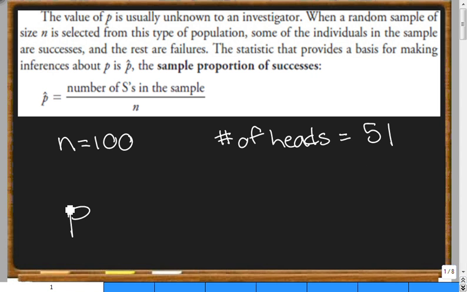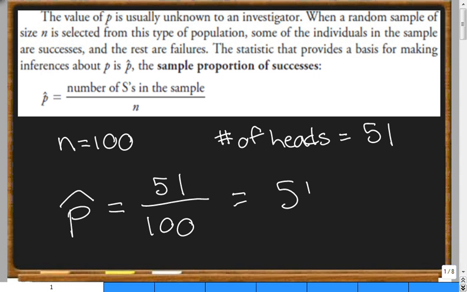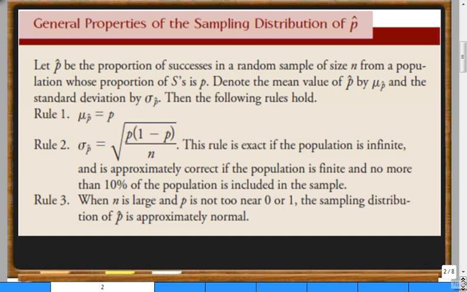So p hat, which is our estimated proportion or our sample proportion, would in this case be 51, the number of successes, divided by the total number of trials. You could leave it in this form, 51 out of 100, or you could say that that's also 51%. So this would be what p hat would be. When we're referencing a sample proportion, we're talking about percentages.